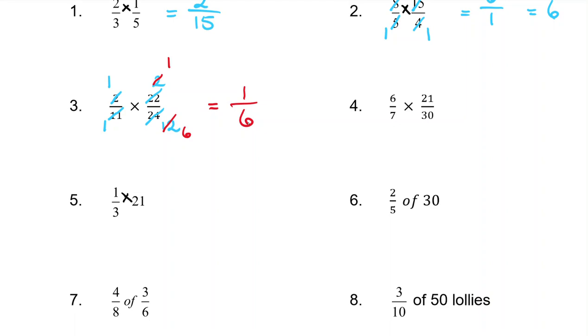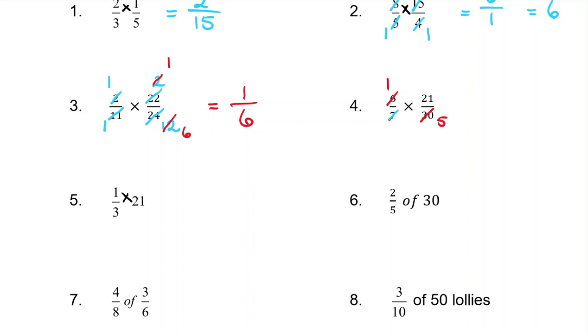6 and 30 can divide by 6. So 6 divided by 6 goes once. 30 divided by 6 goes 5 times. Check the other diagonal. 7 and 21 divide by 7.